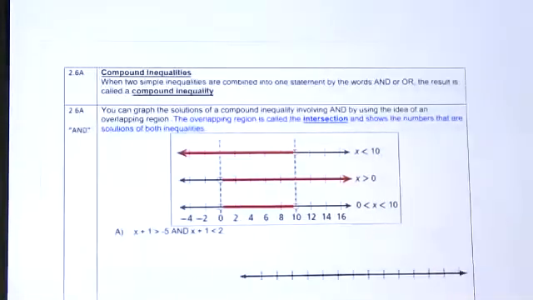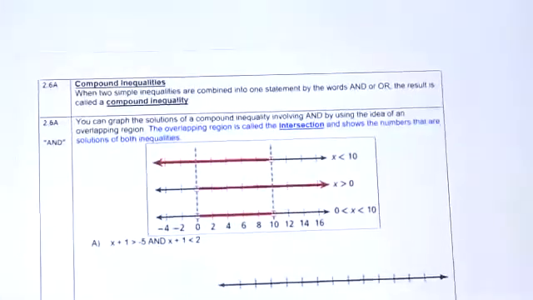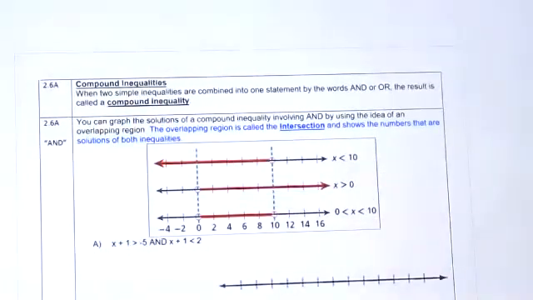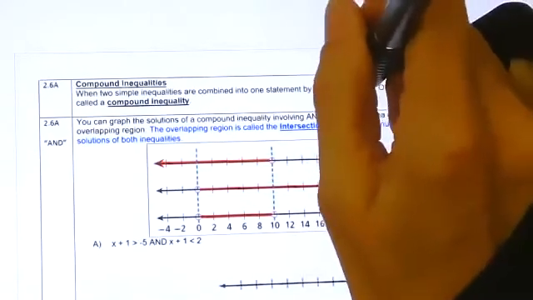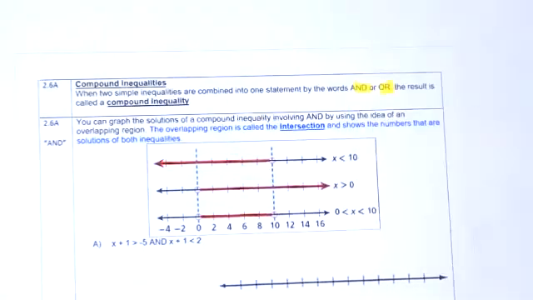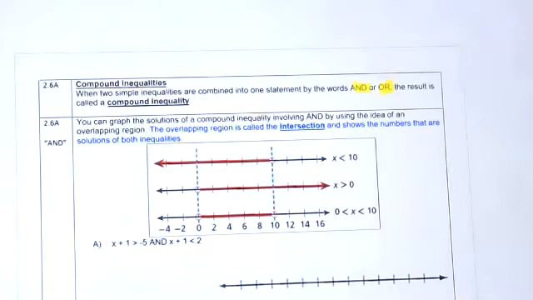Okay. So compound inequalities. Compound inequalities is when two simple inequalities are combined into one statement. We use the word and or the word or, and we create a compound inequality. So we end up with two inequalities connected by either the word and or the word or.